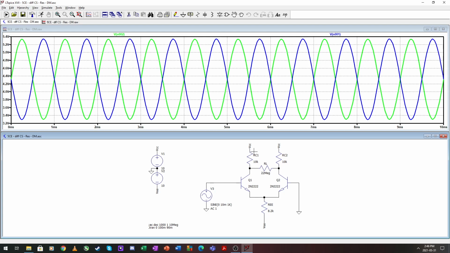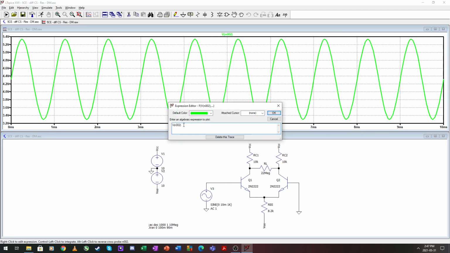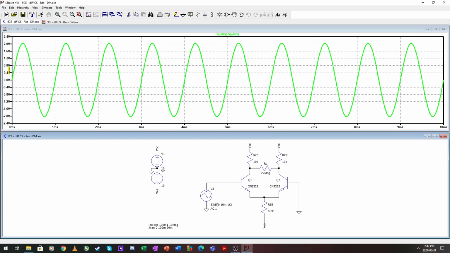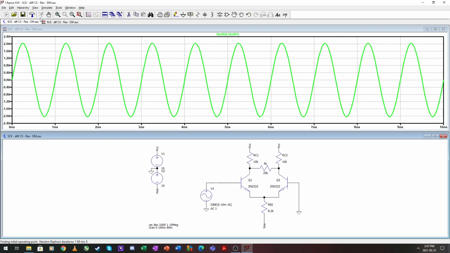Nothing strange will happen. The only thing I can think of to do here is to prove our input and output impedance at this point. So where is our differential output? 2 volts peak, 10 millivolt peak input, so that is 200 volts per volt gain. Now if we make this 20 kilo ohms, our gain should be half. There it is, 1 volt.